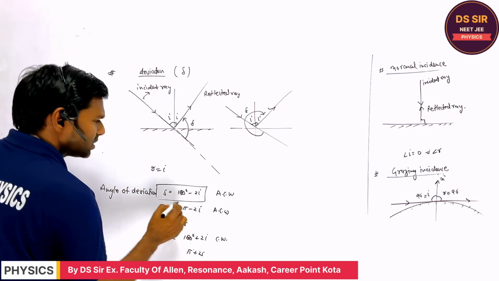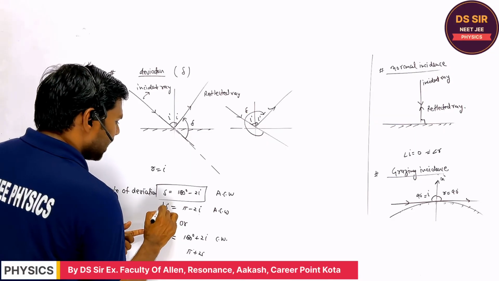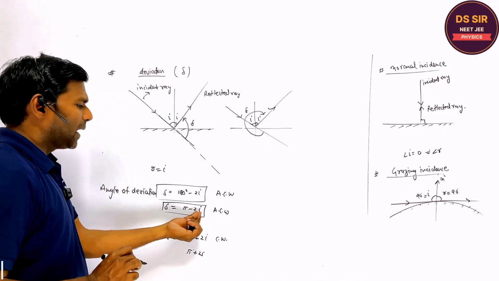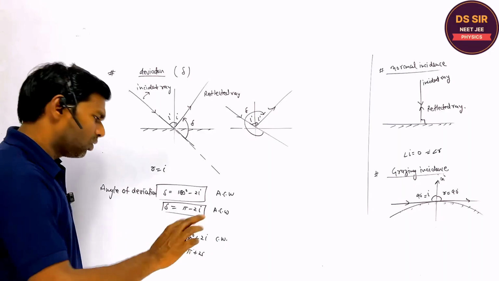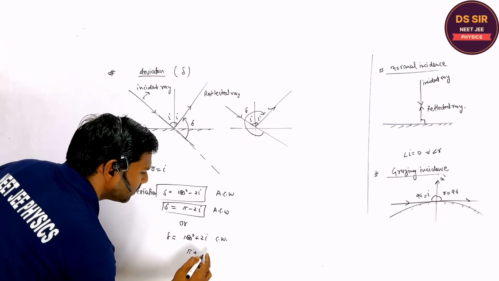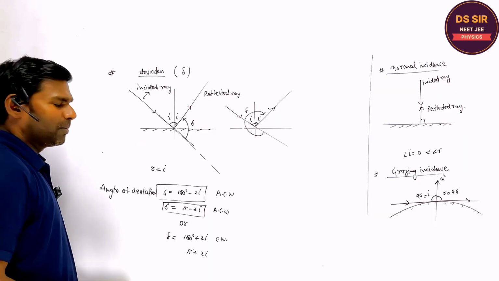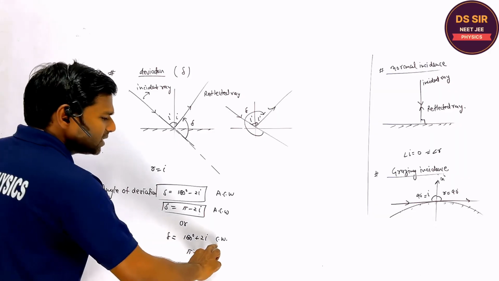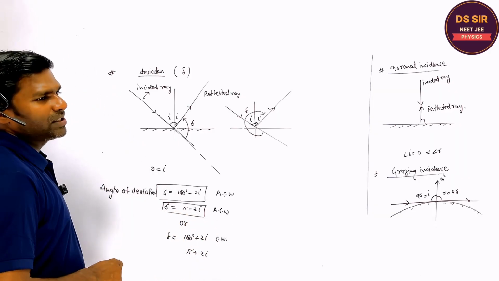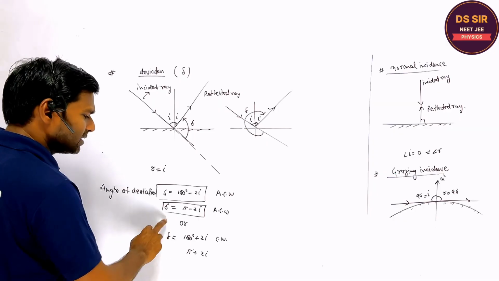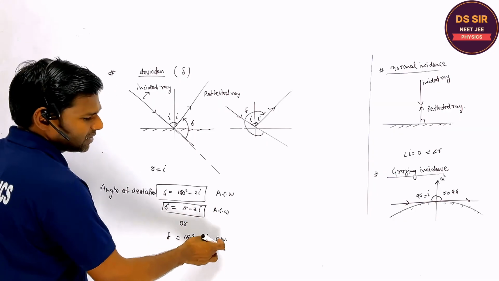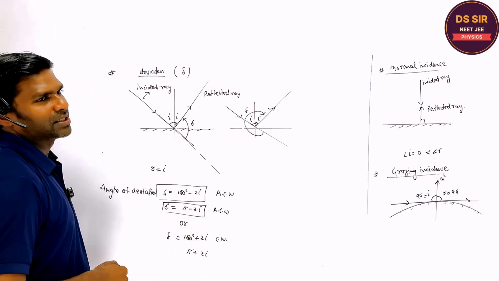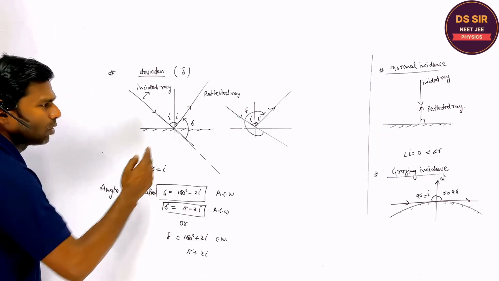Sometimes you will get the answer in your book as pi minus 2i without mentioning the anti-clockwise direction, or in some books the answer comes as pi plus 2i, but it is the difference of clockwise and anti-clockwise sense. Both answers are correct. Copy this.